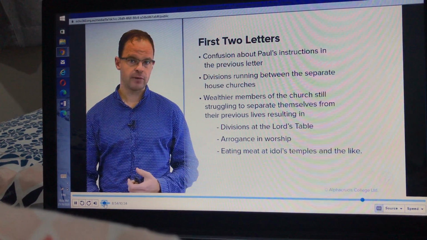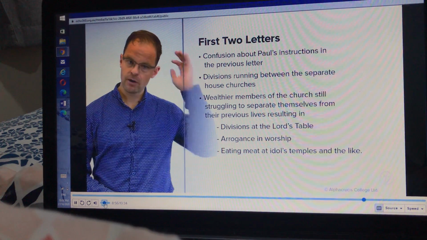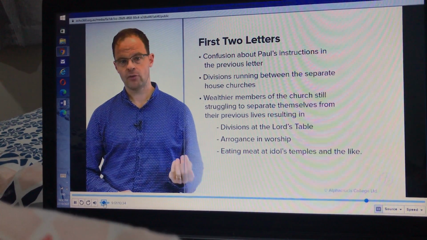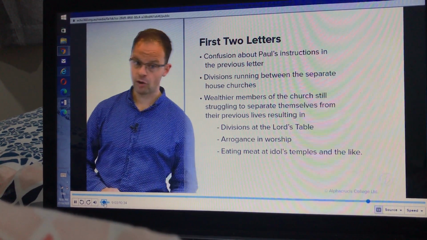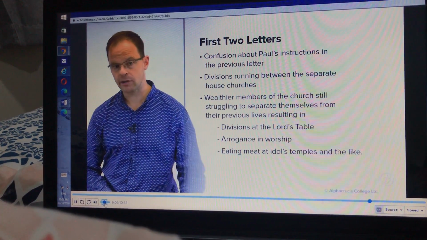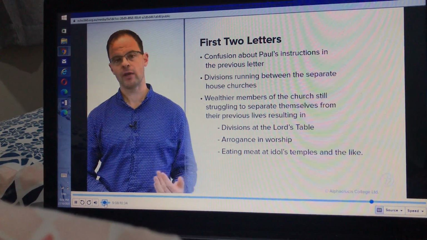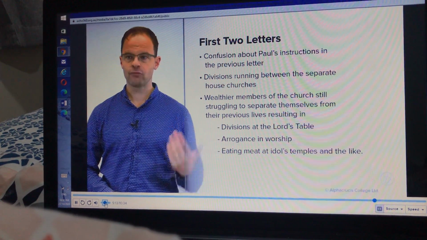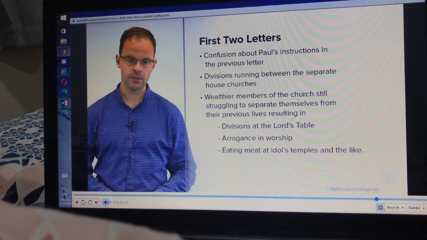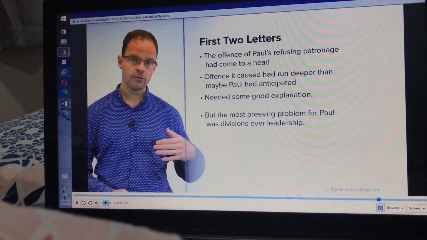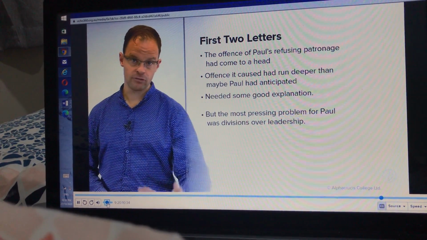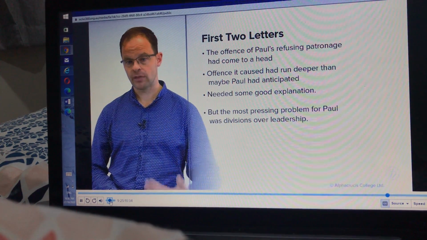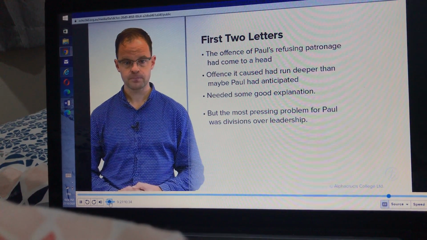Divisions that are running between the separate house churches, and we'll come back to the discussion of that in a moment, or later on. Some of the wealthier members of the church are still struggling to separate themselves from their previous lives, and that's resulting in divisions at the Lord's Supper, arrogance in worship, eating meat at idols' temples, and the like. In other words, the Corinthians are just doing what the Corinthians have always done. And that's really how we need to understand everything that goes on from here. Paul had initially refused patronage, support from the Corinthians. Instead, he'd made tents. That's going to become an issue that comes to a head that we'll discuss later on.